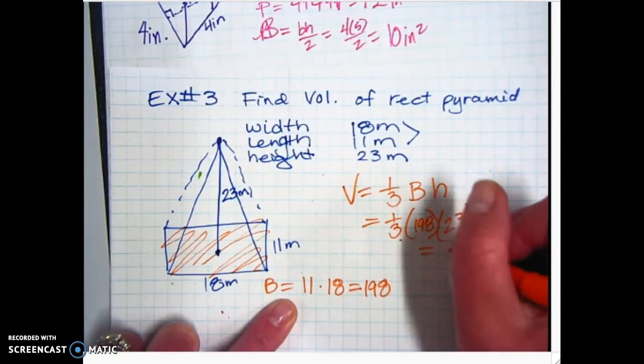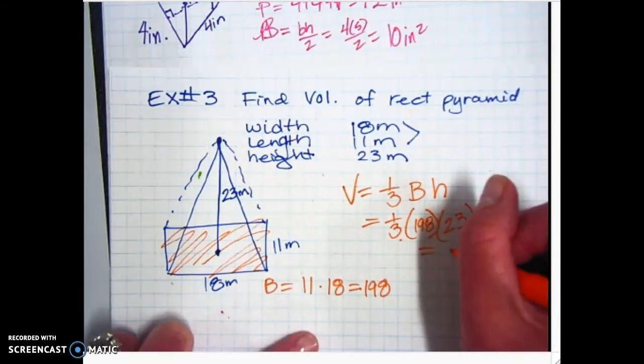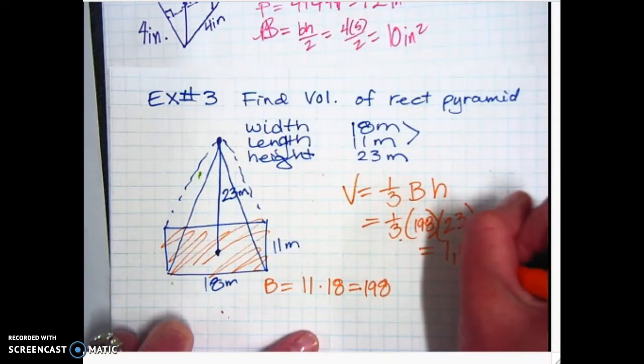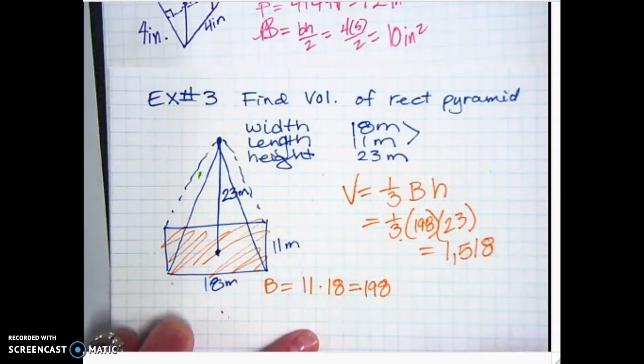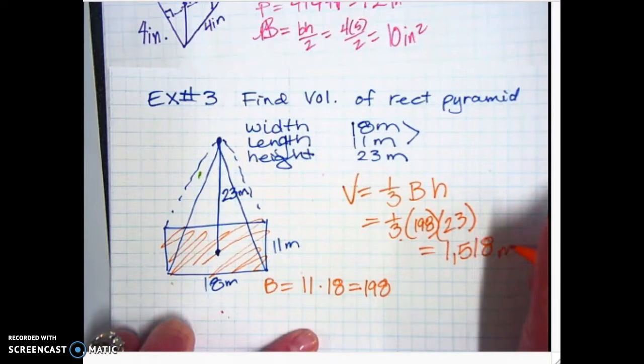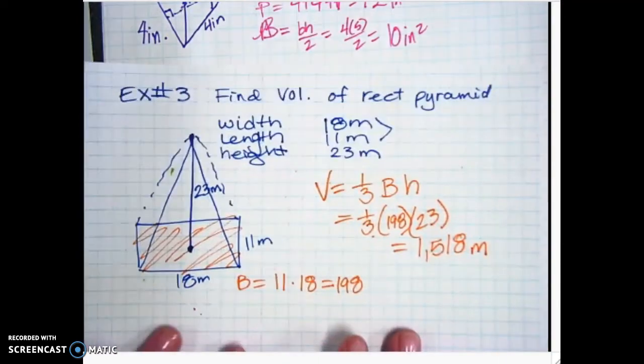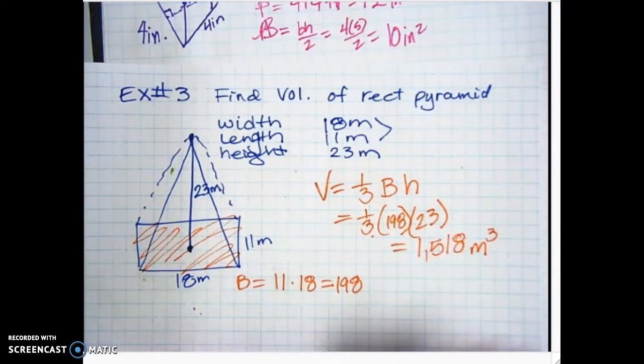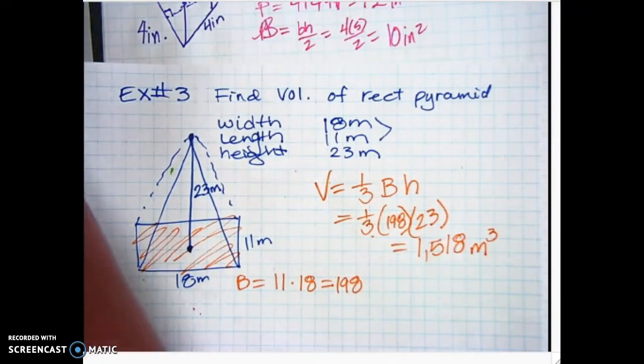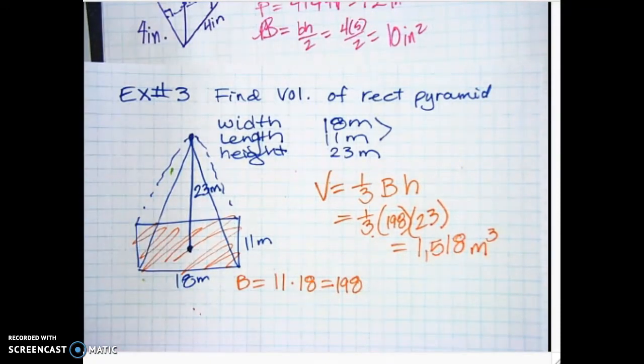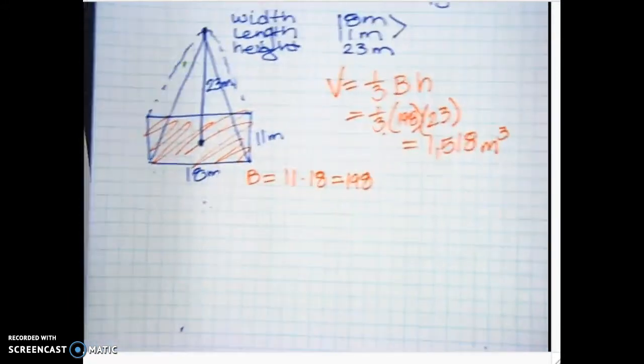Sometimes it'll get you a decimal when you're dividing by 3, but in this case I got 1,518, and the units are meters. Meters what? Cubed, because we're on volume now, so we need to change it to cubed. Any questions on example number 3? All right, one more, example 4.